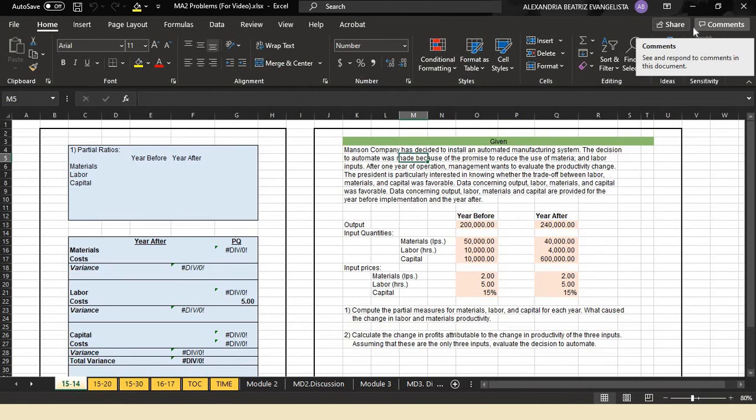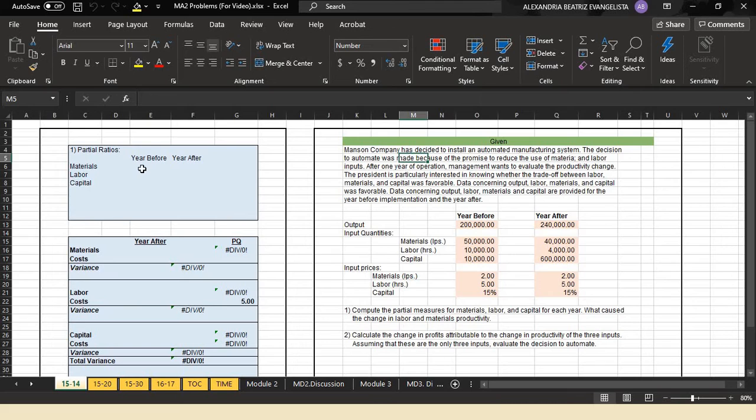So as you can see here, I have already placed the important information with regards to this problem. So now let's proceed on to solving the first requirement, which is computing the partial measures for materials, labor, and capital for each year.